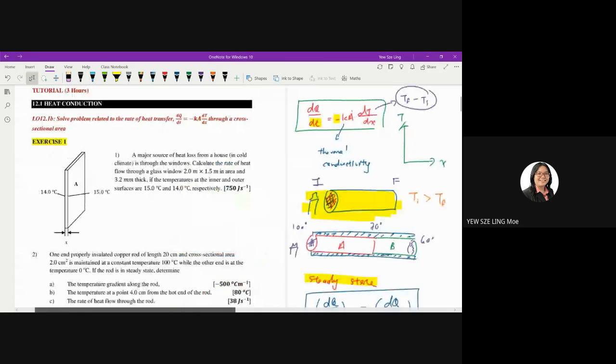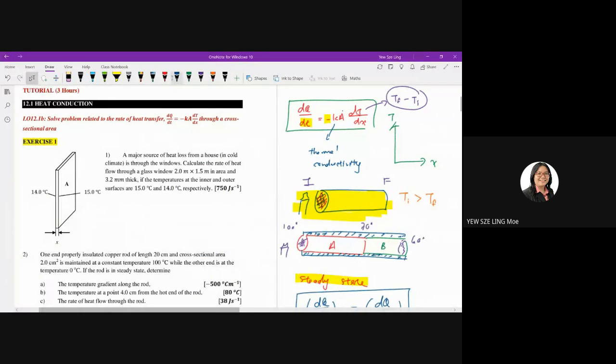Okay, jadi dia tak ada negative sign dalam buku anda. So sentiasa pelajar keliru. Dia tanya saya yang mana satu betul. The one with negative sign is the right equations, is the correct equations.